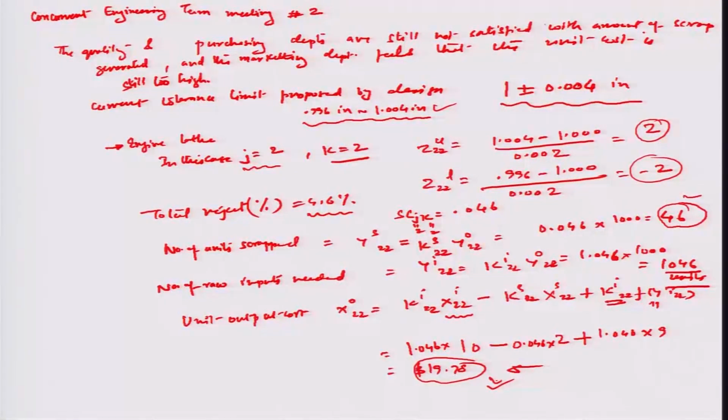In the second meeting, the quality and purchasing departments, who were still not satisfied with the amount of scrap generated and also the unit cost, wanted to do further deliberations by changing the tolerance limit to a slightly less tight, slightly slack tolerance limit. In that event, as one could see, the unit output cost actually reduced because of that. So, we will proceed ahead with another concurrent engineering team meeting, meeting 3.